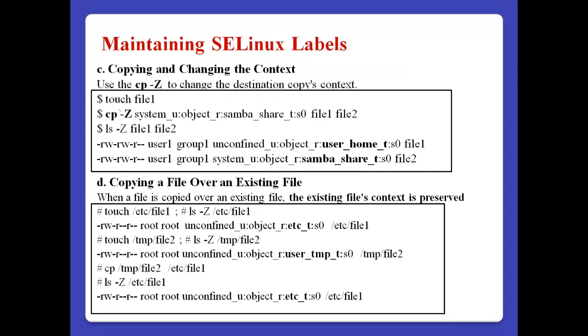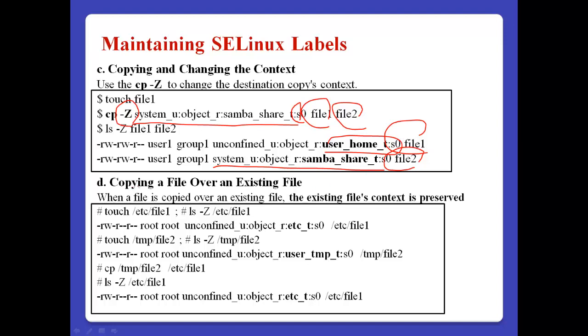Copy and change the context. When we copy a file, if we want to change some of the type, then we can use cp -Z. For example, system_u user, object_r role, samba_share_t type, and the label file1, file2. In this case, file1 has the user_home_t type, but file2, copied from file1, is changed like this: system_u object_r samba_share_t, like this.